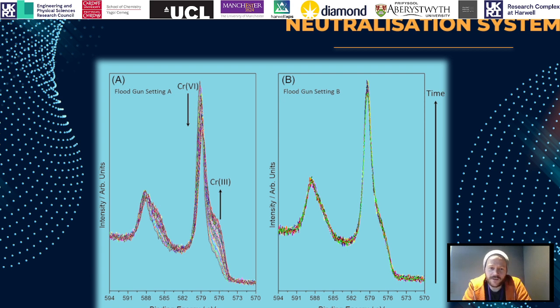An example here is some work from our technical director David Morgan with Thermo, looking at how chromium systems behave when exposed to a dual neutralization system versus just an electron flood gun. What you can see on the left, where we have the dual neutralization on, is that chromium 6 is readily reduced into chromium 3, whereas if you have just the low energy electrons, we do prevent this reduction from happening.